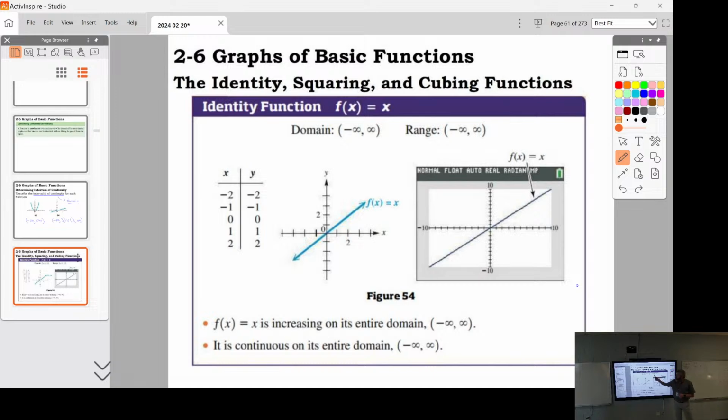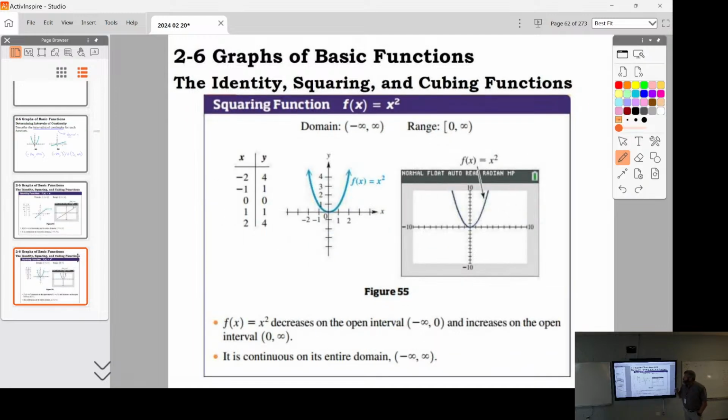Domain and range are up here. The line y equals x is continuous always. So it's continuous from negative infinity to positive infinity. Good to move on?